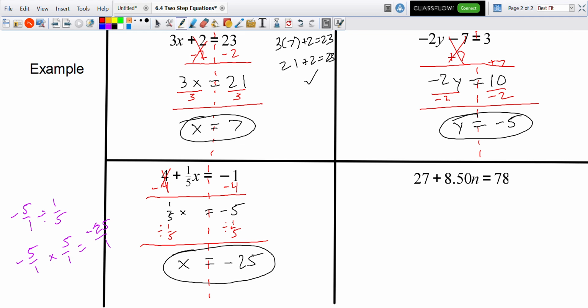And our last one. Same thing here, even though there's a decimal. I would subtract away our constant, right? Because positive 27 minus 27 cancels out, leaving us with 8.50n equaling 51.